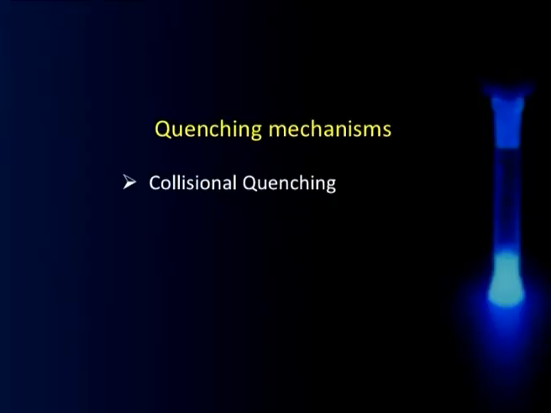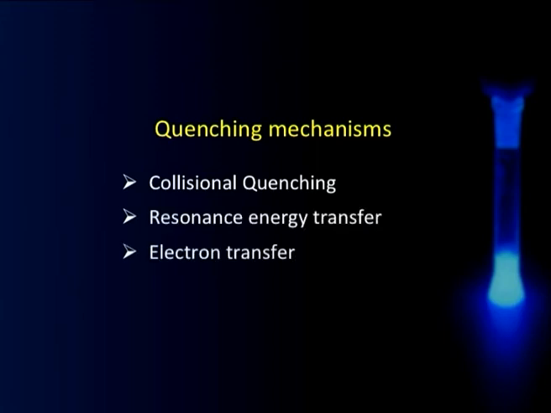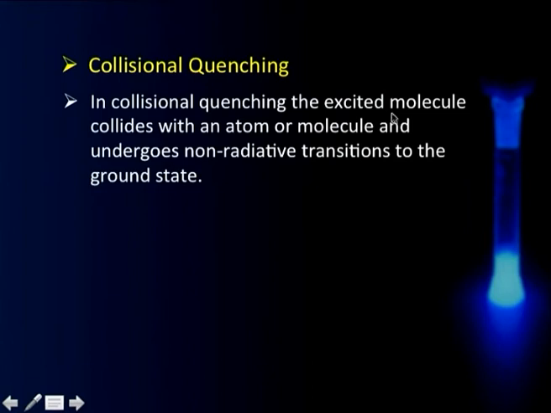And there are three different mechanisms. One of them is collisional quenching, the second is resonance energy transfer, and the third is electron transfer. We will talk about the first two here. The first one is collisional quenching. As the name suggests, in collisional quenching the excited molecule collides with an atom or a molecule and undergoes a non-radiative transition to the ground state.